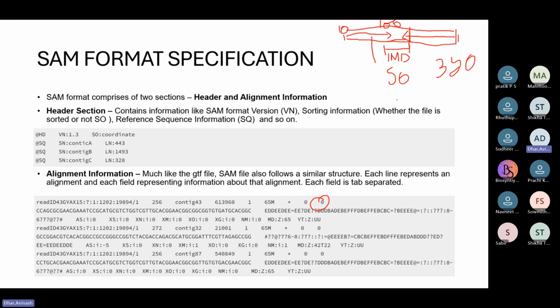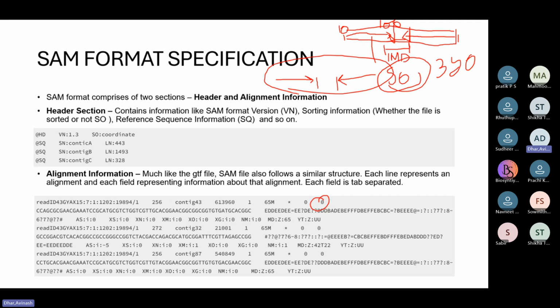But the problem here is that if there is an insertion or a deletion in between this template length, then there is a high probability that your reverse read would not align within this distance. It might align a bit farther than your inner mate pair distance. That is why there are two categories: concordant alignment and discordant alignment. Concordant is when your alignment is proper, as in your forward read aligns first, then within that intermediate gap your reverse read also aligns. That is your concordant alignment.